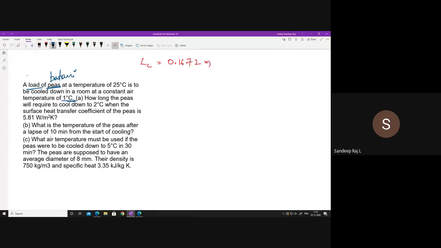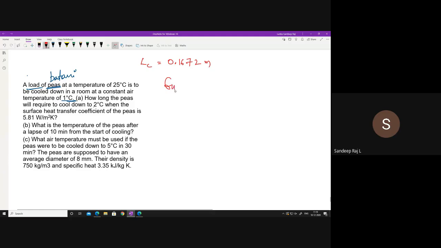See, this is somewhere in a cold country or cold place. And the first question: how long will the peas require to cool down to 2 degrees centigrade when the surface heat transfer coefficient of the peas is so and so? So let us solve the first question first and then move to the second one.